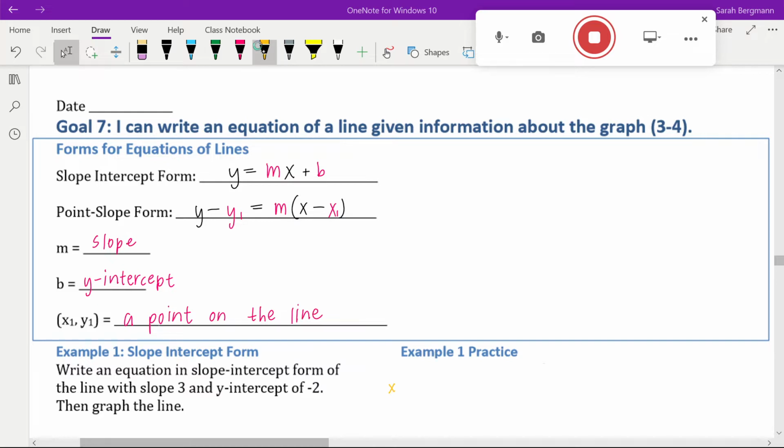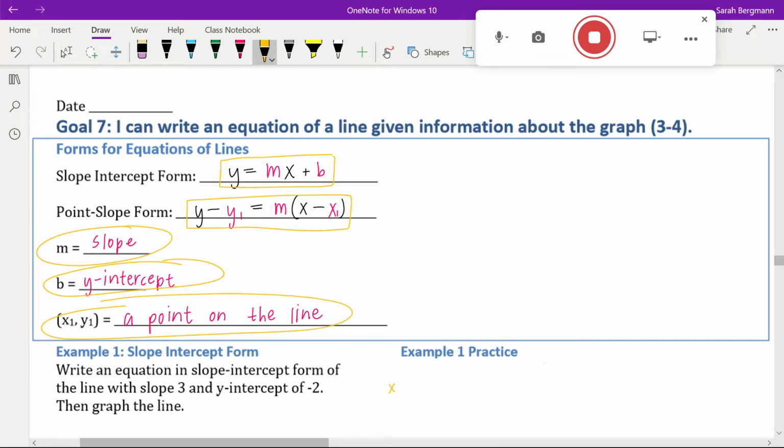First we have slope-intercept form, y equals mx plus b. M stands for the slope, b stands for the y-intercept. Next we have point-slope form. Y minus y1 equals m times x minus x1. Now, m still stands for slope. x1, y1 stands for any point on the line.